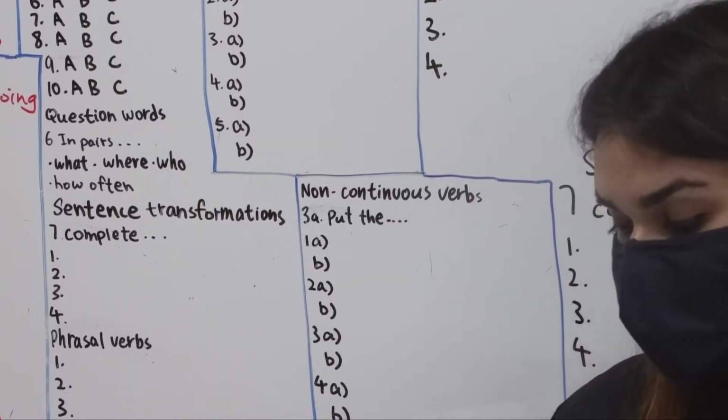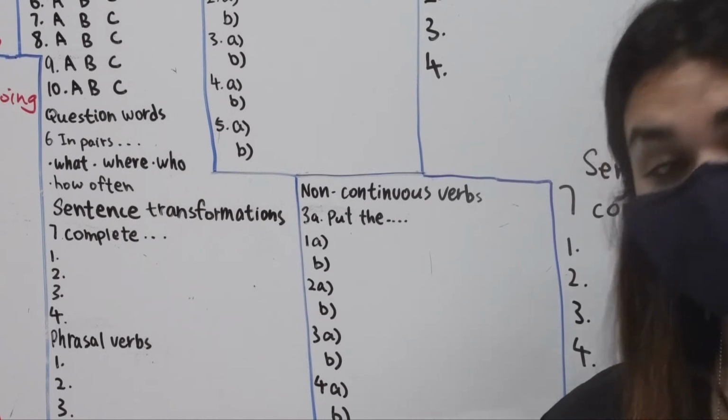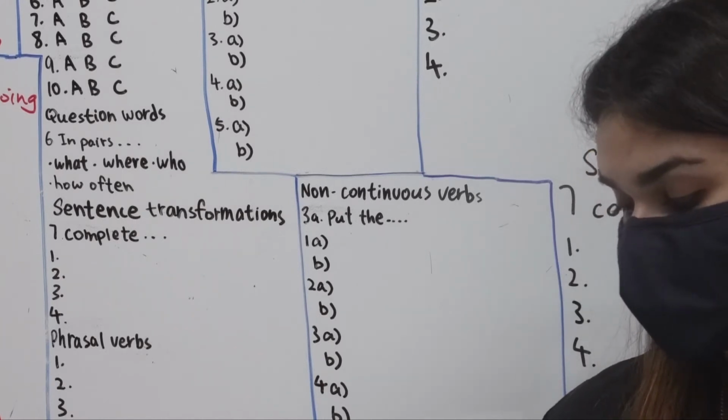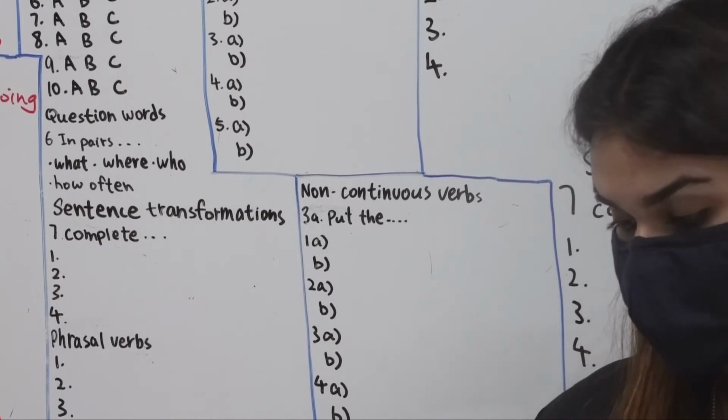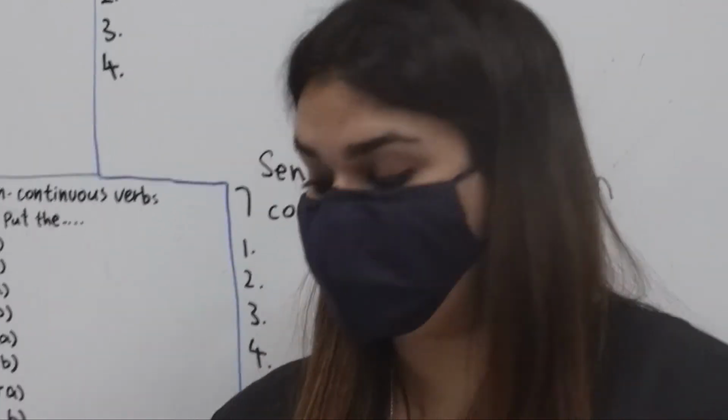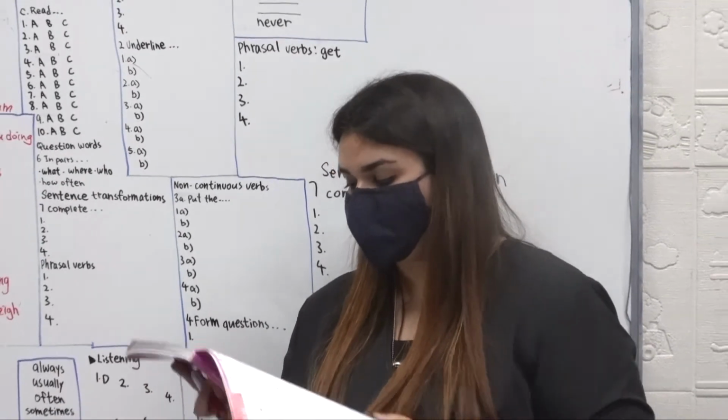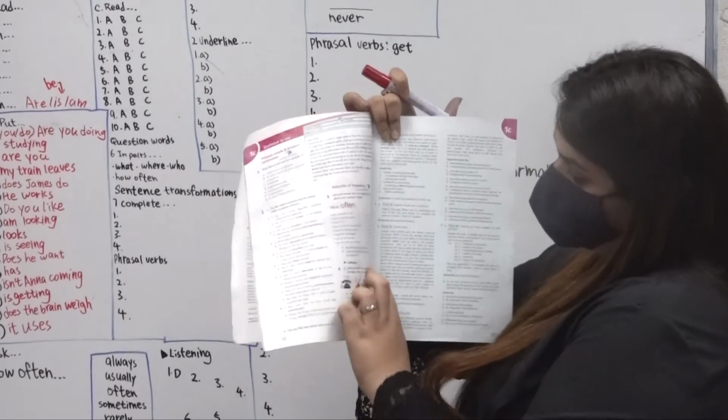All right. How often do you play computer games? You may say, I sometimes play computer games in the afternoons, right? And then the next one is for watch TV. How often do you watch TV? I usually watch TV every evening. All right.